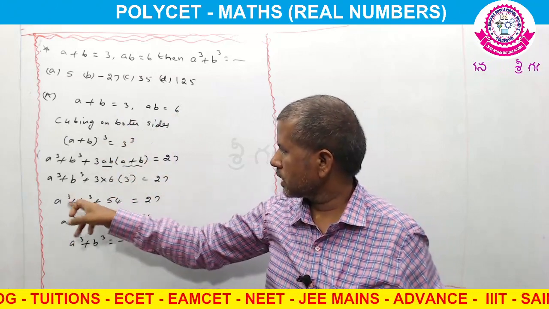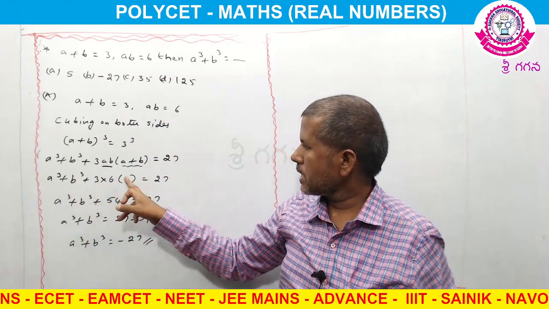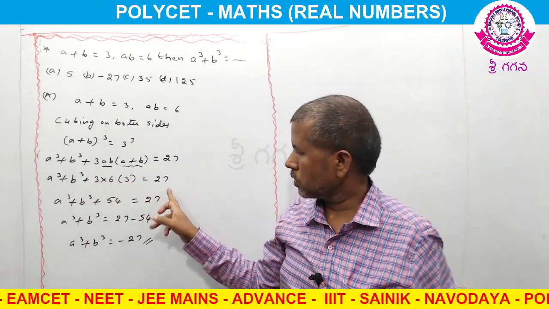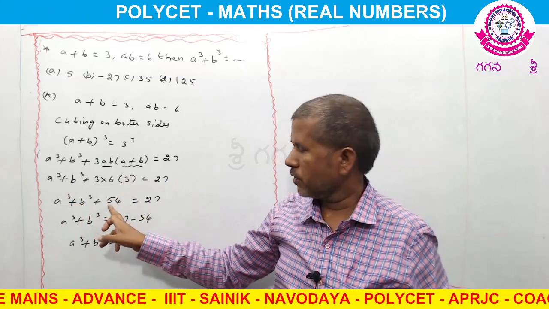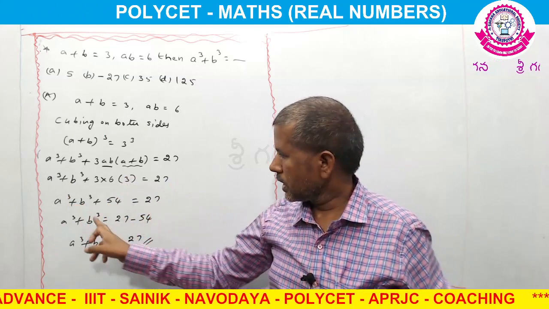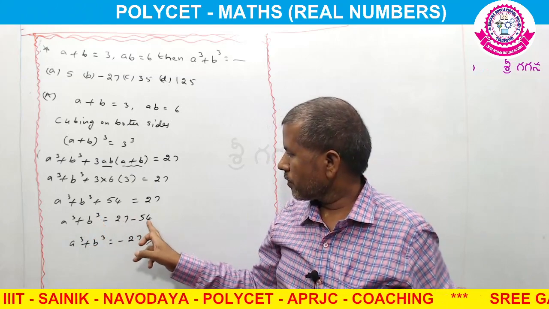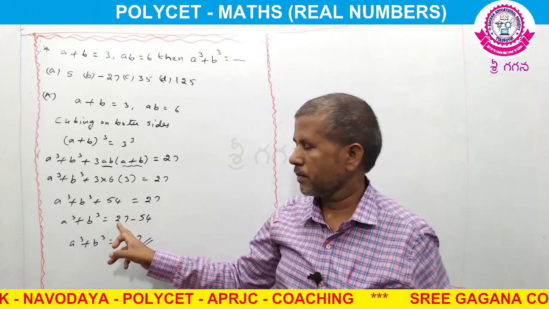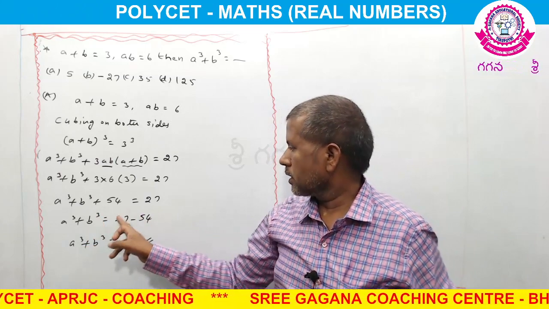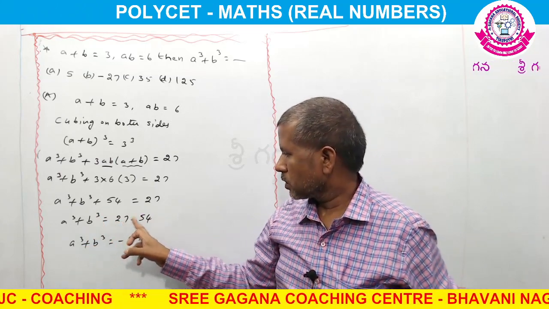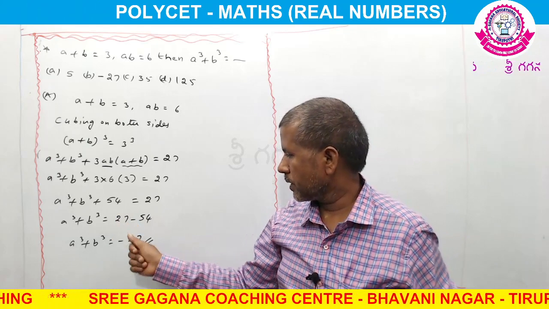A cubed plus b cubed, 3 6 18, 18 3 54, equal 27. A cubed plus b cubed equal to 27 plus 54, which changes to minus 54. A cubed plus b cubed equals 27 minus 54. That means 27 minus 54. Generally, subtract the small number from the big number. So 54 minus 27, that means 27.